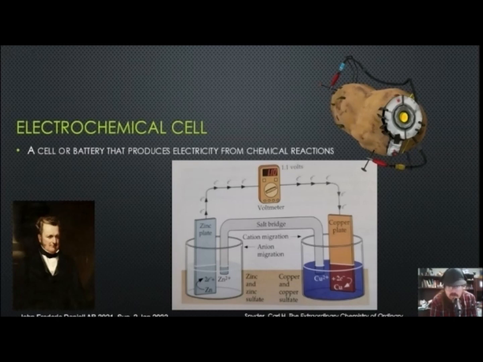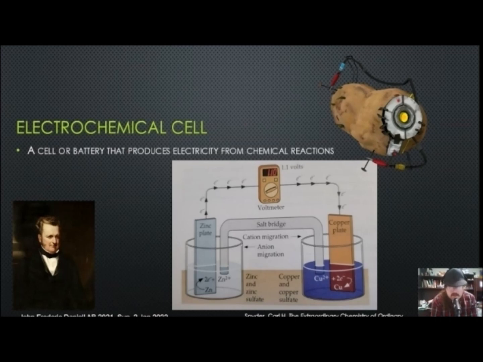So what do we have? What's going on here? The zinc is undergoing an oxidative process where the zinc is losing its 2 electrons to form zinc 2+. The copper is undergoing a reductive process where copper 2+ is gaining 2 electrons and forming solid copper.